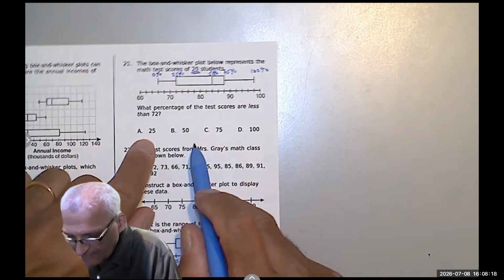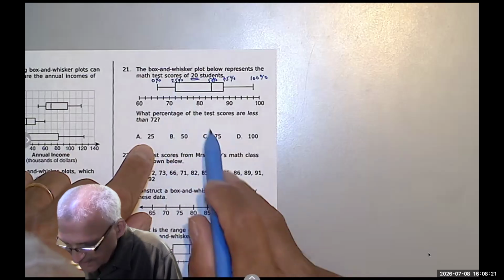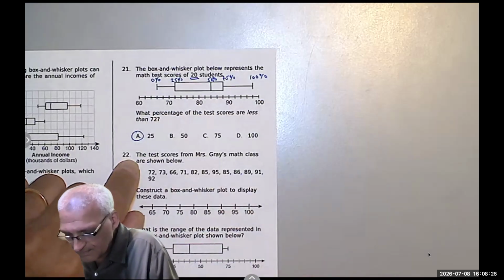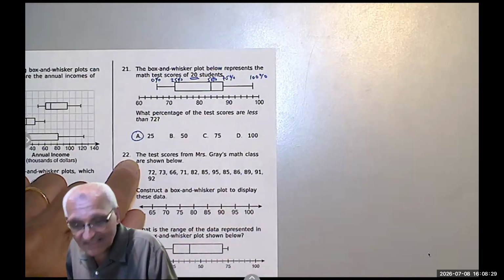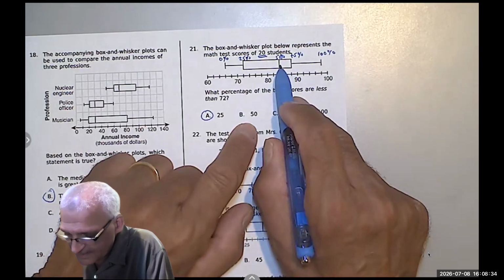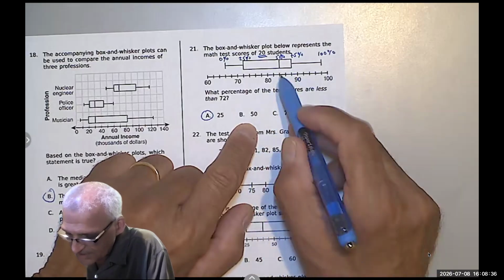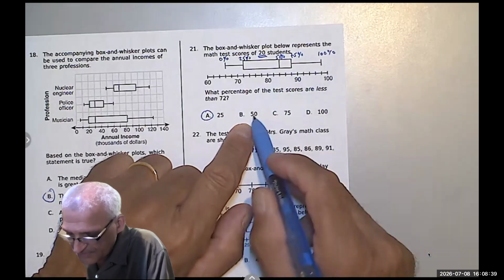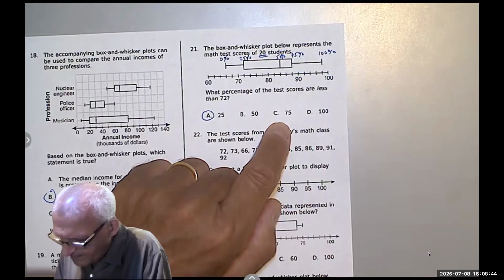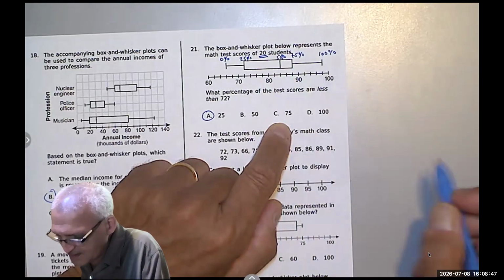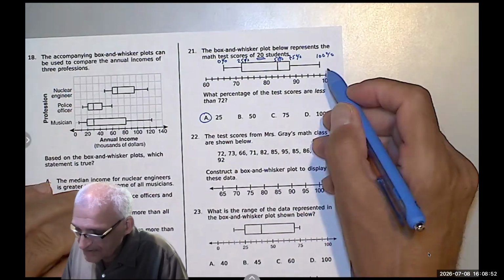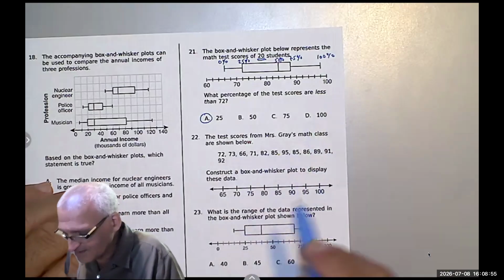So 25% are less than 72. That's the percentage that is less than that. If it's 50, 50% is less than the median, which is 84. 50% are scoring below 84, 75% are scoring below 88. And of course, all of them are scoring below 100.